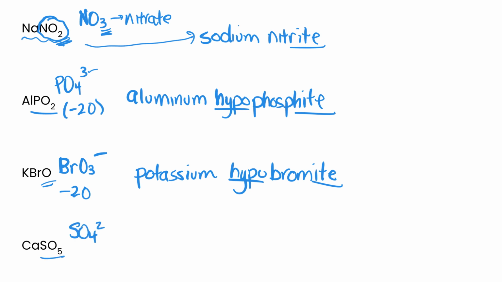And finally, CaSO5. SO4 2- is our typical one. This is gaining one oxygen, so it is going to become calcium persulfate. So really the key is to identify the typical polyatomic ion and then base your name on how many oxygens more or less it has from your base polyatomic ion.